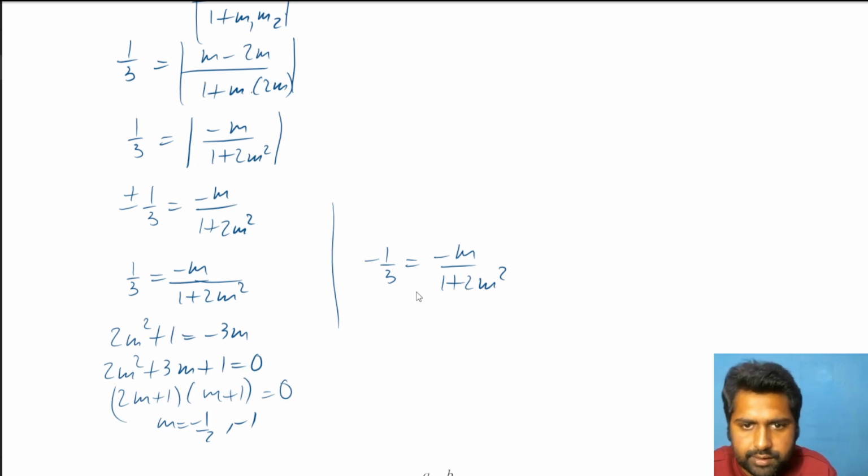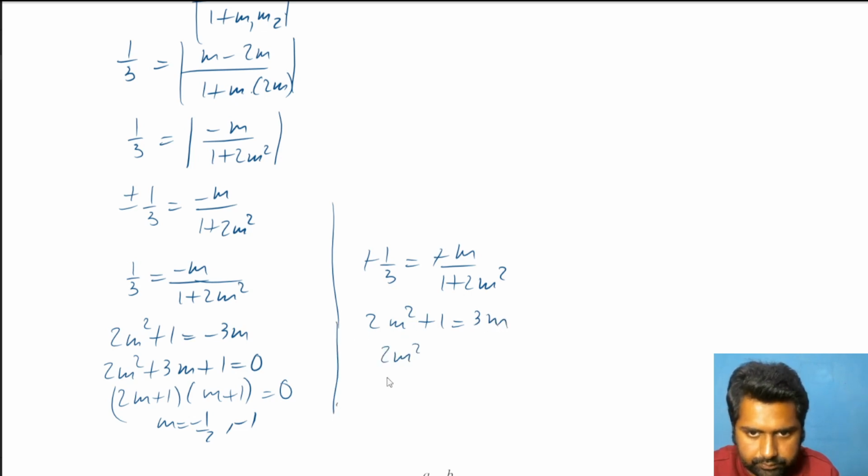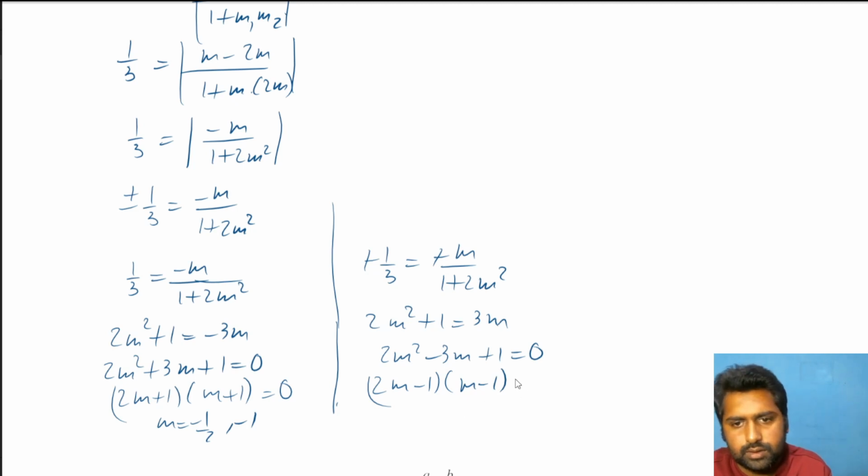Here if you solve this, negative negative cancels, so 2m square plus 1 is equal to 3m. So 2m square minus 3m plus 1 becomes 0. Do the middle term splitting, you'll get (2m minus 1)(m minus 1) equal to 0. So you'll get m as 1 by 2 and 1.